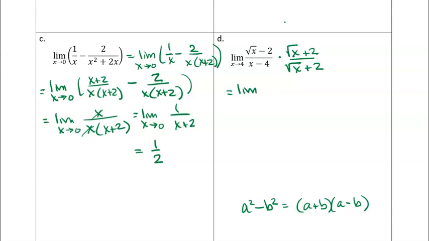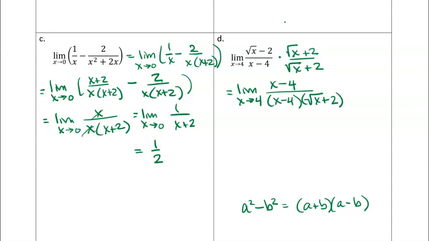So let's rewrite this. We're going to write the limit as x approaches 4. When I multiply the numerators, I'm going to get x minus 4. It's the square of the square root of x minus the square of 2. It's the difference of two squares. That's how I got that. And notice, isn't that convenient? We have an x minus 4 in the denominator, and all of that is times the square root of x plus 2.